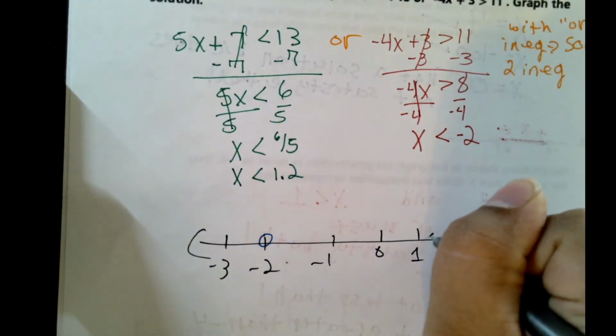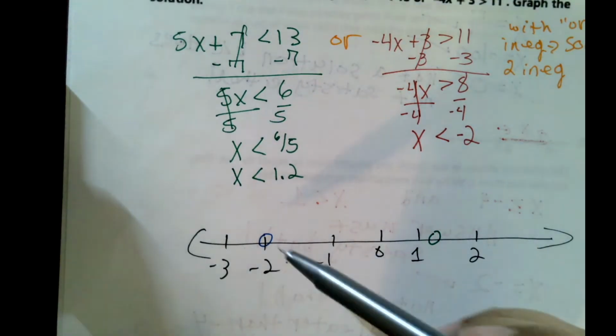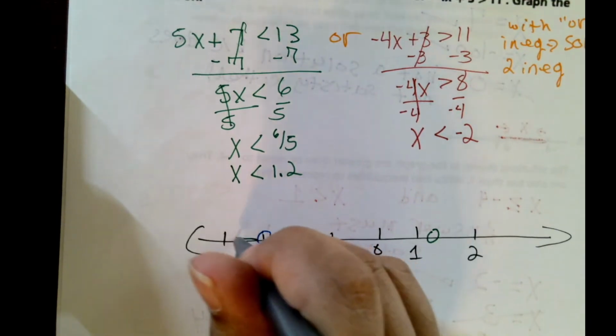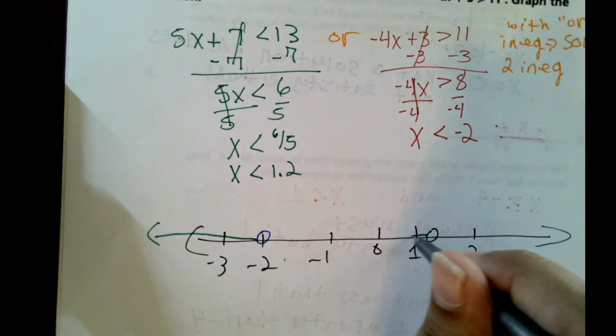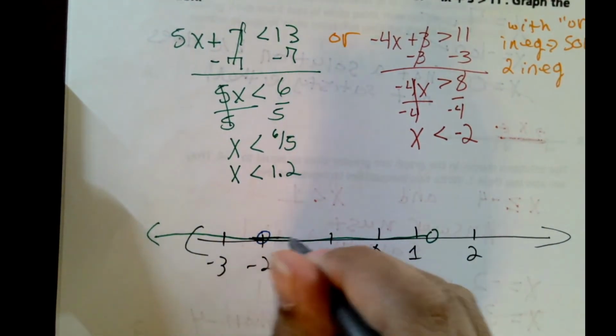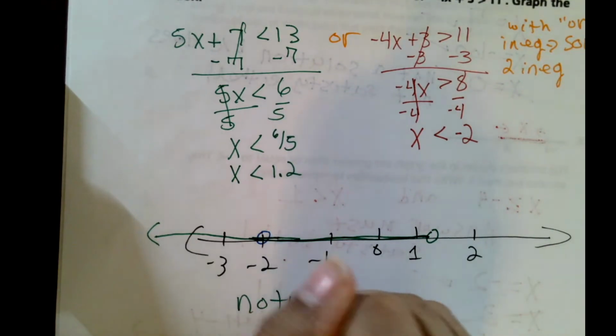So now what we're going to do is we need less than -2, so we need to go this way. We also need less than 1.2, so we need to go this way. So notice the solution for x is less than 1.2 works for all of it.